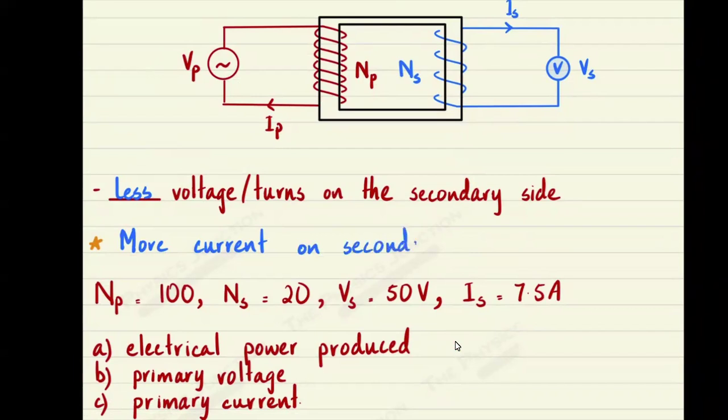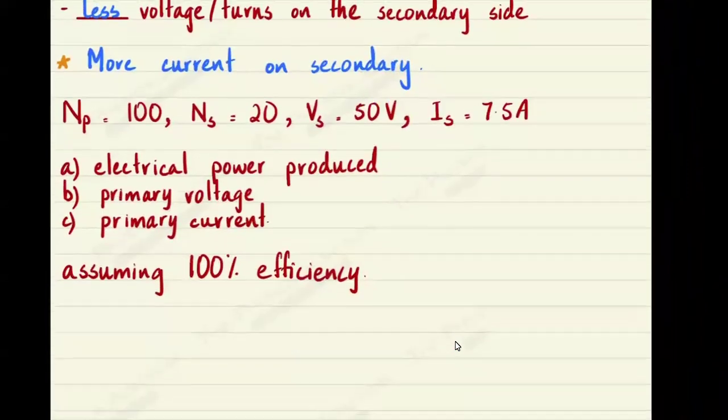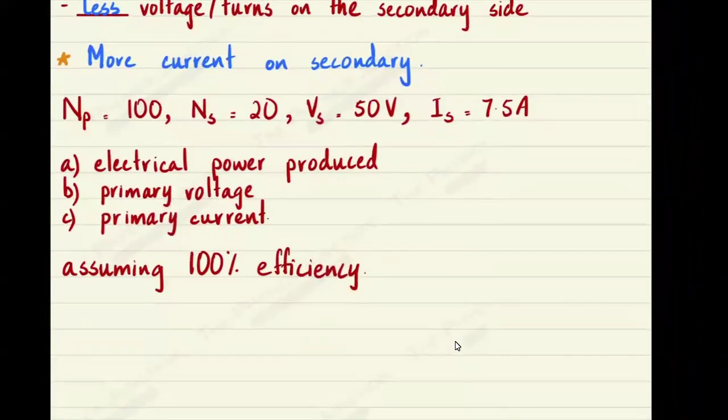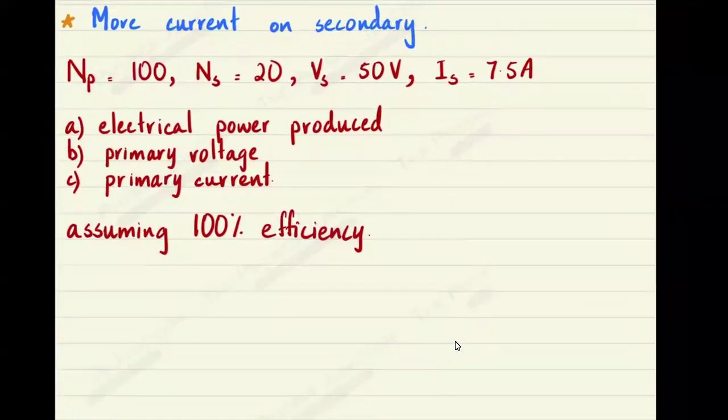Now we also have a problem that we can solve here related to step down transformers. So as you can see, going from primary to secondary, the number of turns is reducing. So the voltage would also obviously reduce. So first part, again, electrical power produced. If it's 100% efficiency, the power that's produced at the primary, all of that is transmitted to the secondary side. Obviously, that's not always true, but that's what this example is saying.